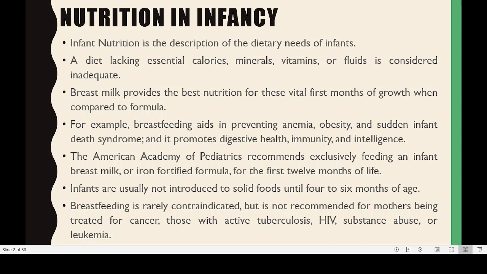It is good for immunity, it's good for the intellectual development or intelligence of the baby, and it is good for the digestive tract of the baby. So that is why all the hospitals are now promoting breastfeeding.